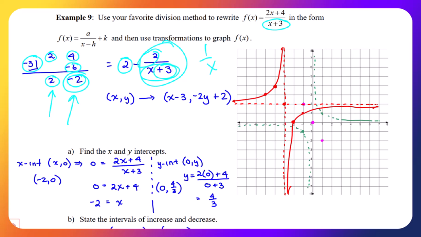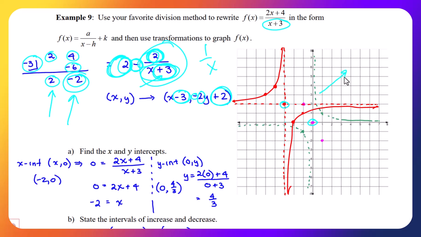The plus 3 moves the graph to the left 3. The negative flips the graph, and the 2 stretches the graph in the y direction. So there's our flip, there's our stretch, and then this plus 2 on the outside shifts the graph up 2. This plus 3 next to the x shifts the graph to the left 3. So let's do that. Here's our original center at 0, 0. I move it to the left 3 and up 2.